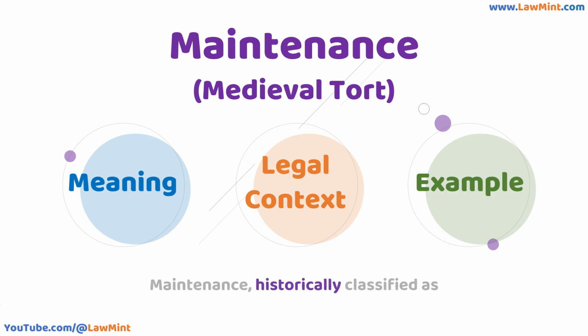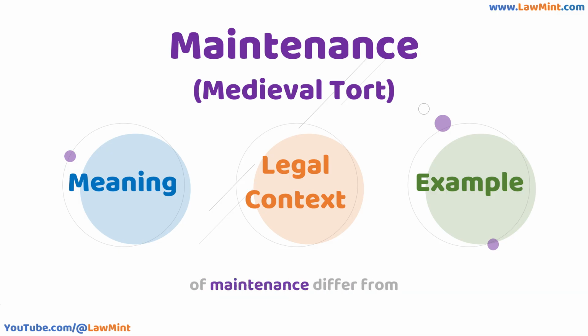Maintenance, historically classified as the medieval tort and crime of unlawful maintenance, is the improper meddling in a civil lawsuit by an outside party. It occurs when an individual or entity, having no personal interest in the dispute, financially or materially assists one of the litigants to sustain or prolong the legal battle.